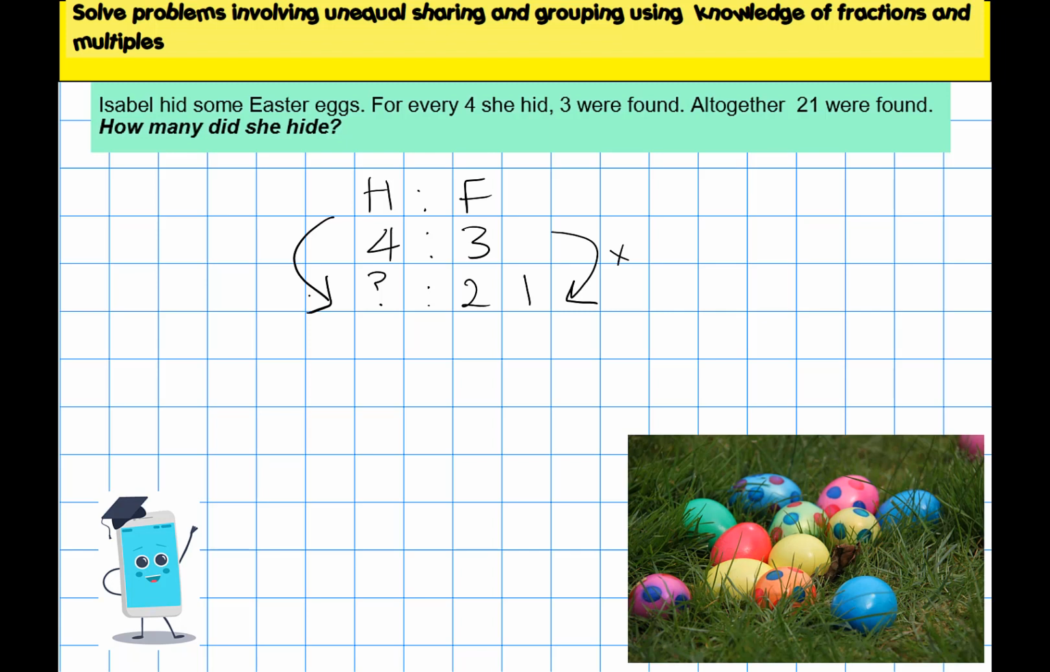The other way you might have done is you might have put found, not found, hidden. So for every 4 she hid, 3 were found, which means 1 wasn't found. So you could do it this way as well. Altogether, 21 were found. How many did she hide? Doesn't really matter if you do it this way or this way. It's going to be the same thing.